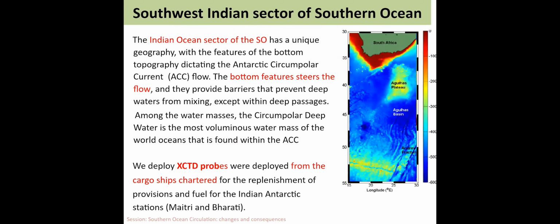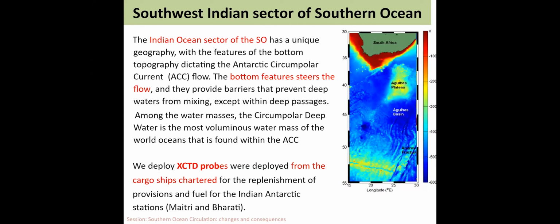So let me give you a brief introduction to the Southwest Indian Ocean sector of the Southern Ocean, and why it is important. Basically, this is a unique geography with features of bottom topography dictating the Antarctic Circumpolar flow. The bottom features steer the flow and provide barriers that prevent deep water from mixing except within the deep passages. And among the water masses, we have circumpolar deep water, the most voluminous water mass of the world ocean, that is found within the ACC.